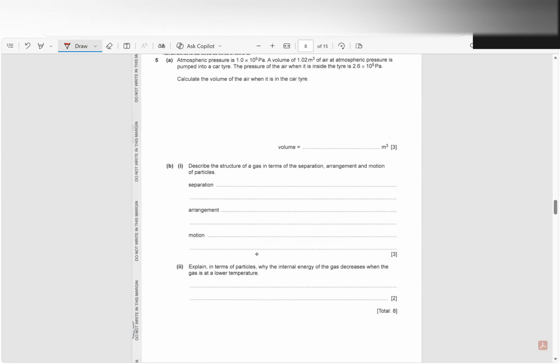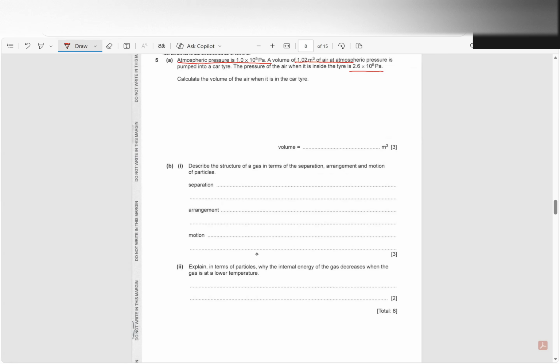Question number 5 says atmospheric pressure is 1 into 10 raised to power 5 pascals. Okay, this is the atmospheric pressure that we have. A volume of 1.02 meter cube of air at atmospheric pressure. Okay, this is the volume of air at atmospheric pressure. So it is further saying is pumped into a car tire. The pressure of the air when it is inside the tire is 2.6 into 10 raised to power 5 pascals.